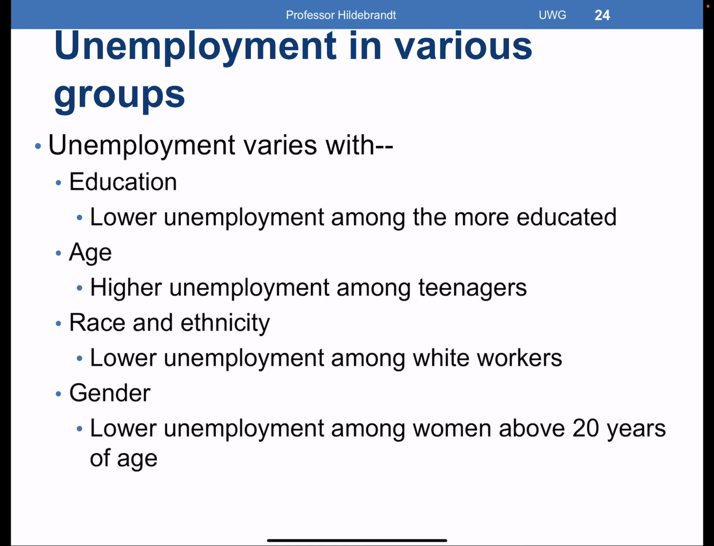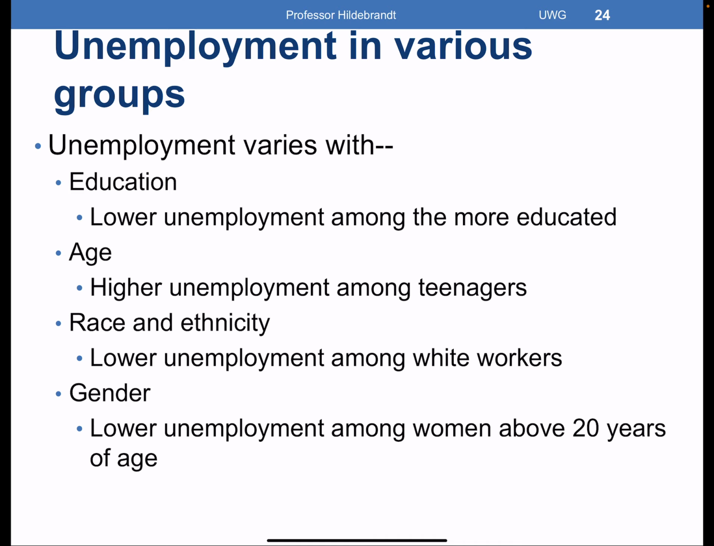The chapter goes on to talk about how unemployment will vary with different groups. And so I'm going to go through this kind of quickly. You can read more about it in the text. But we see unemployment rates vary with levels of education, right? That's why most of you are seeking to attain a college degree, because we see lower rates of unemployment amongst those that have higher levels of education.